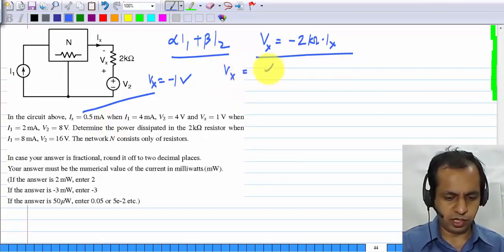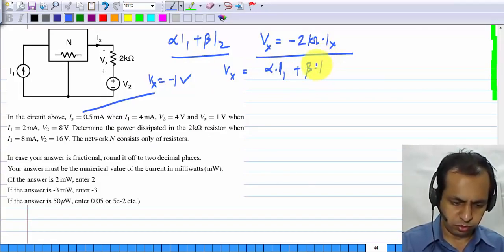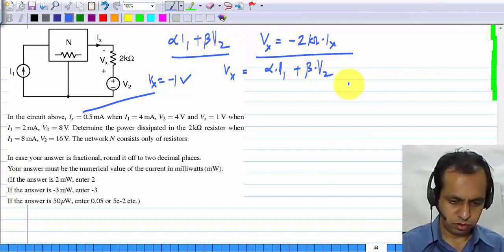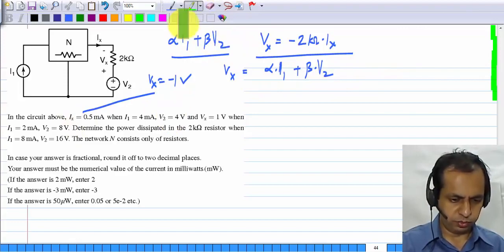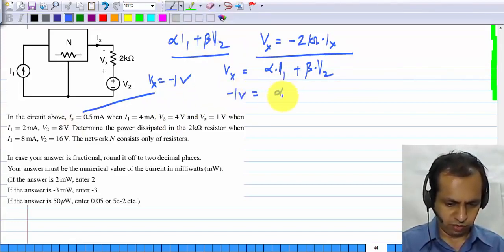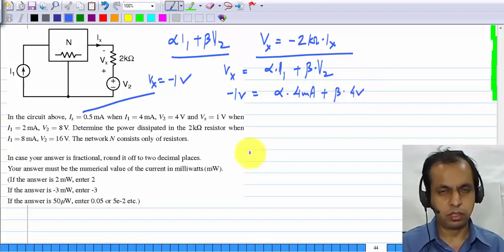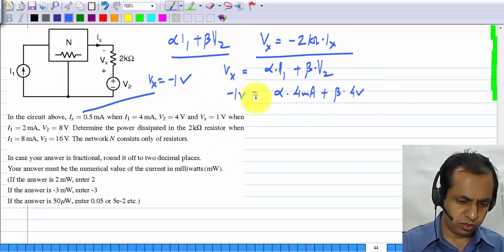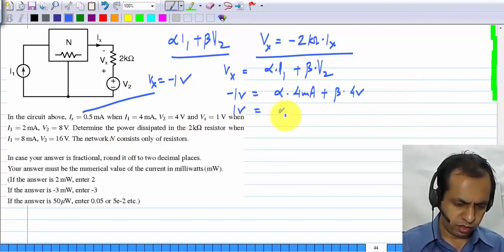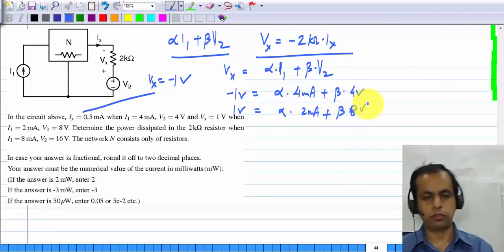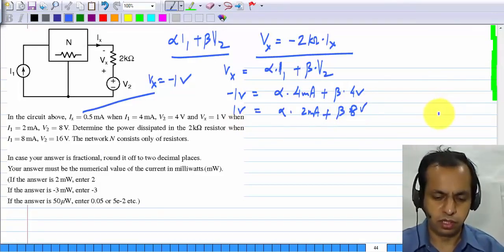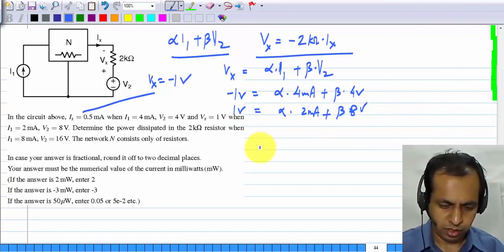So if we write Vx as alpha times I1 plus beta times V2, okay, for the first case we can write minus 1 volt equals alpha times I1, which is 4 milliamp, plus beta times V2, which is 4 volts. And in the second case, you are given that Vx is 1 volt when I1 is 2 milliamp and V2 is 8 volts. Okay, and from these two we can solve for alpha and beta. Right?